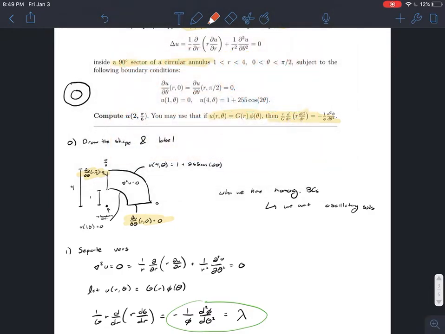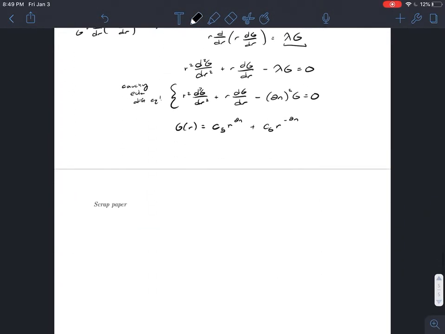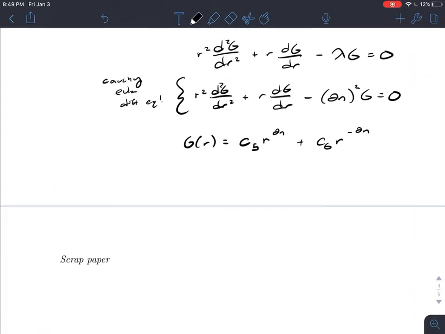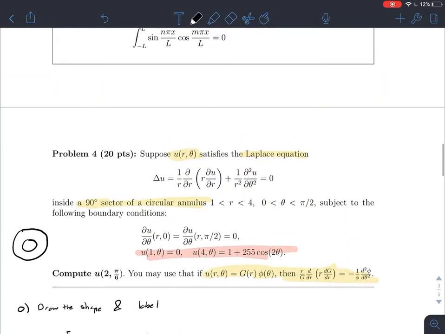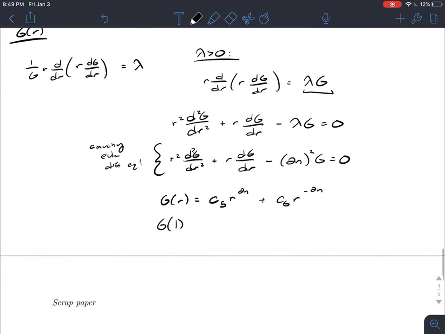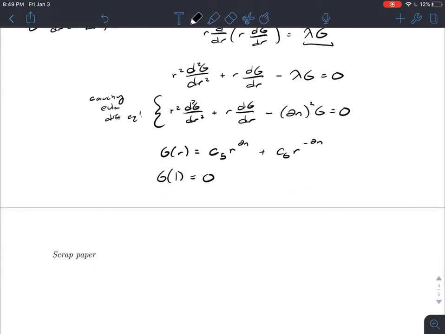We have to apply instead the boundary conditions I'm highlighting in orange now. Okay, we have to apply these instead. So let's apply the first homogeneous one first. We're told that at g of 1, at 1, we're equal to 0.